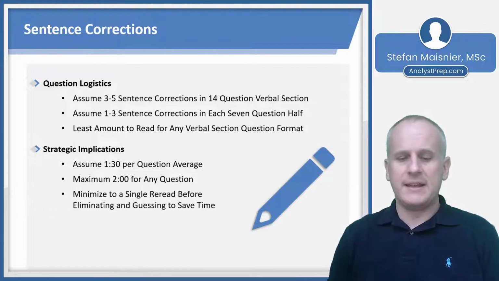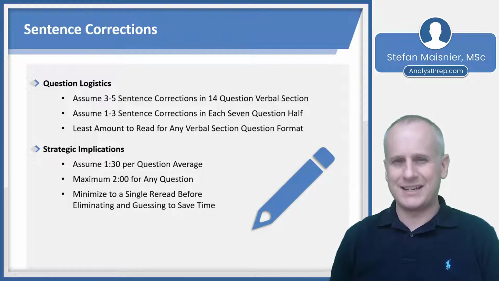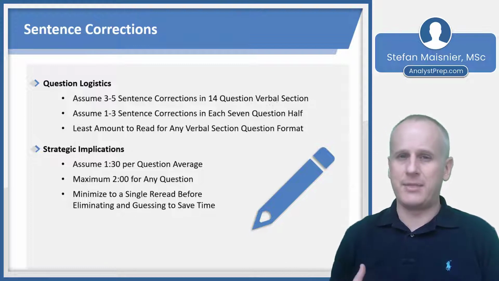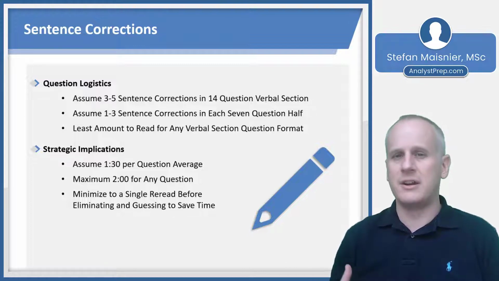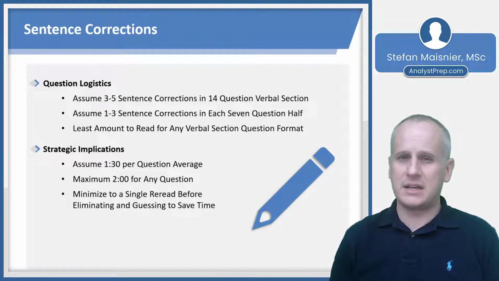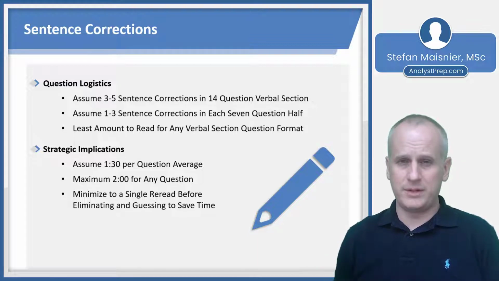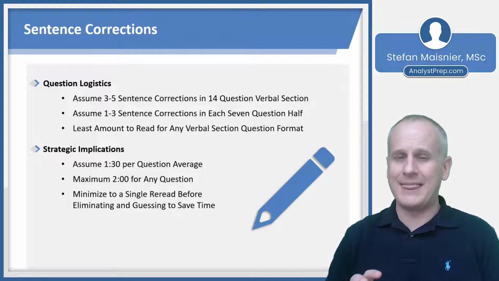So your maximum on a sentence correction has to be shorter than your average for each of the three types combined. And you have to limit yourself to a single reread before you decide to eliminate what you know to be incorrect and guess to save time. These questions do just have to go faster. And oftentimes, if you get stuck between 2 or 3 options on a sentence correction, it doesn't necessarily get better with more evaluation. So you have to stick to, I'm going to read it once at the beginning, once when I try to determine whether my answer is correct, and that's it.